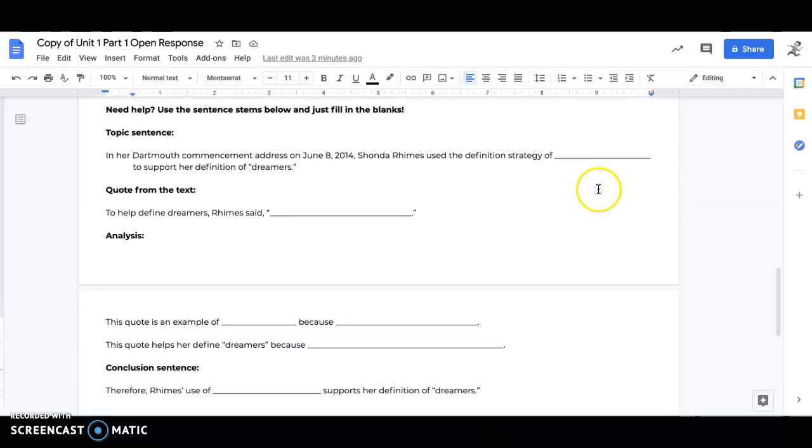So one more time, you are picking which strategy you want to talk about, copying and pasting an example from the speech of her using that strategy, explaining how that quote is an example of that strategy, explaining how that quote helps define dreamers, and then putting the name of the strategy again in your conclusion sentence. Once you have filled in those blanks, that is all you need to do. You submit the assignment to me on Classroom, and you are good to go.